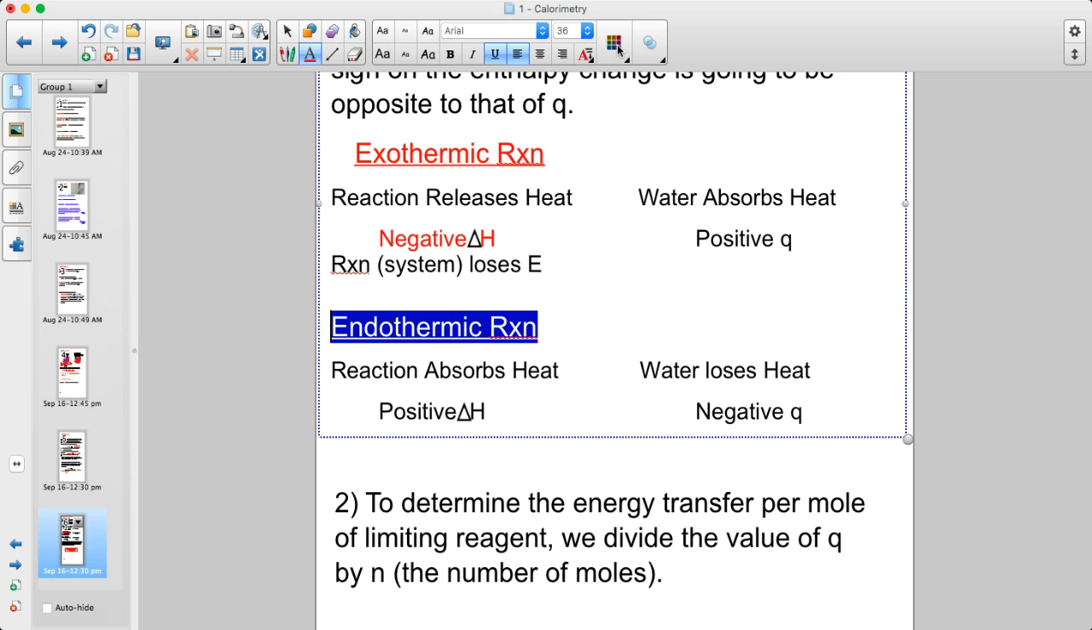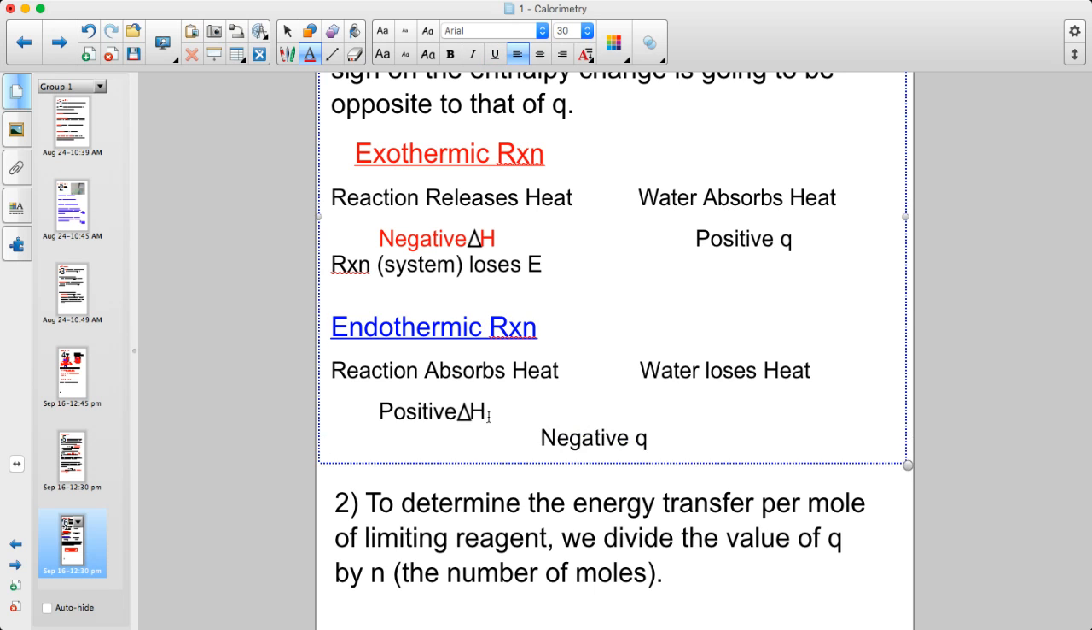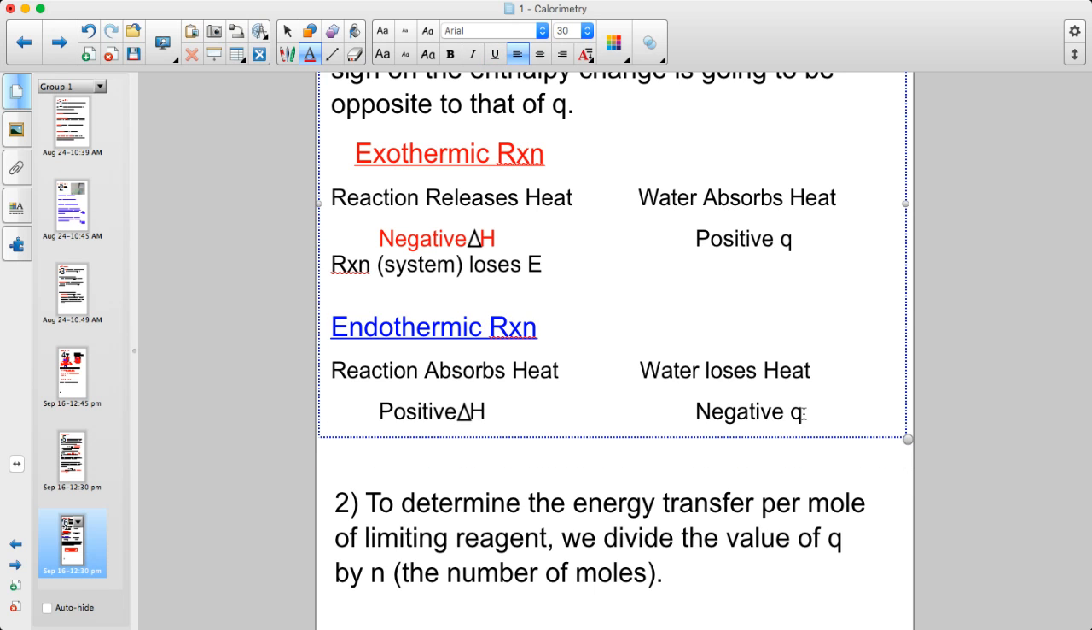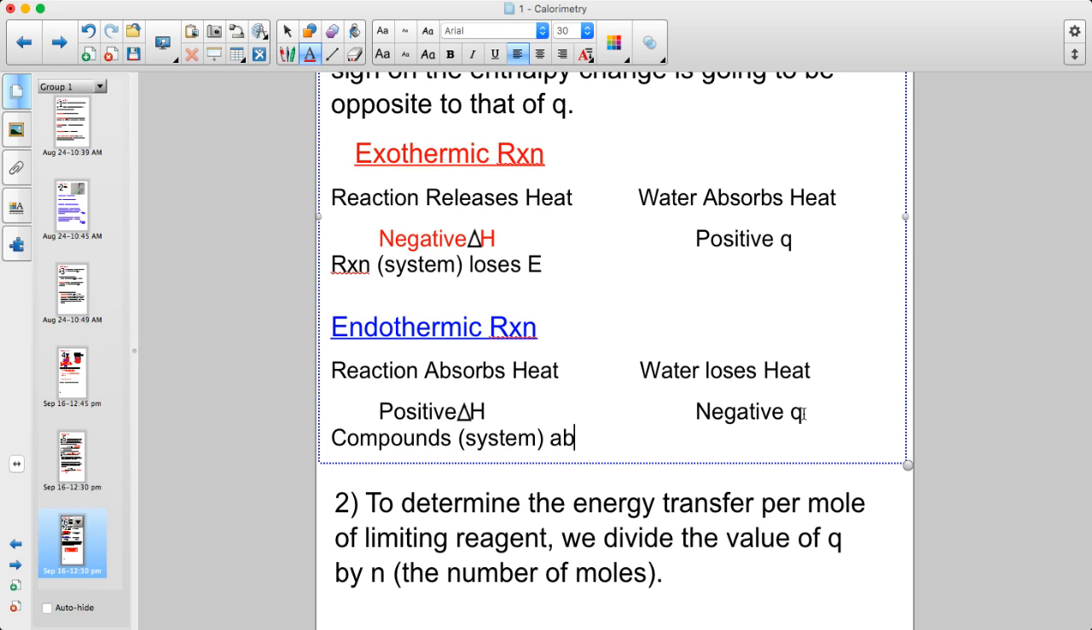For endothermic, you have the opposite. So if a reaction absorbs heat and there's a positive change in delta H, that's because the compounds, or the system, absorbs or gains energy. So if the compounds are gaining energy, now they have more stored energy than they did at the start, and therefore it's a positive change.